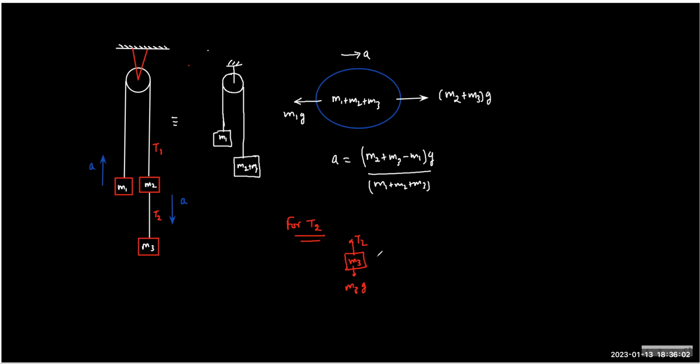And what is the direction of acceleration of M3? We know the answer is A. So what will be the laws of motion for this M3? Rugved will tell. M3G minus T2 equals M3A. Very good. M3G minus T2 equals M3A.